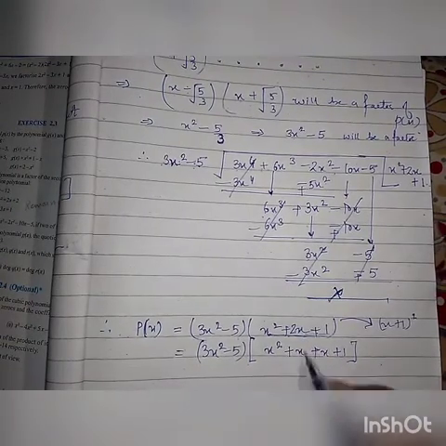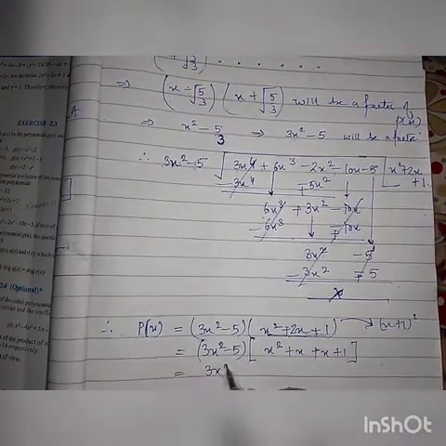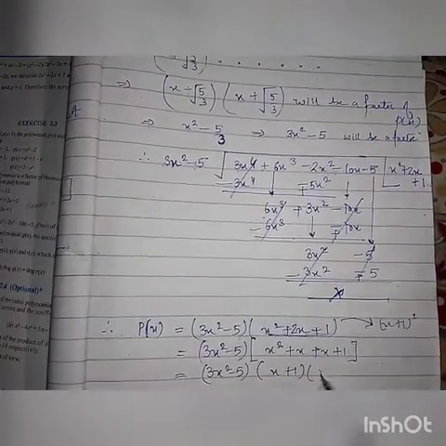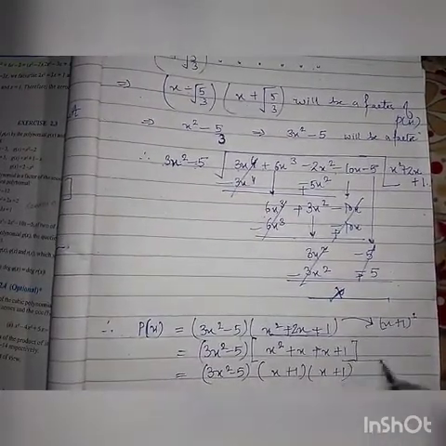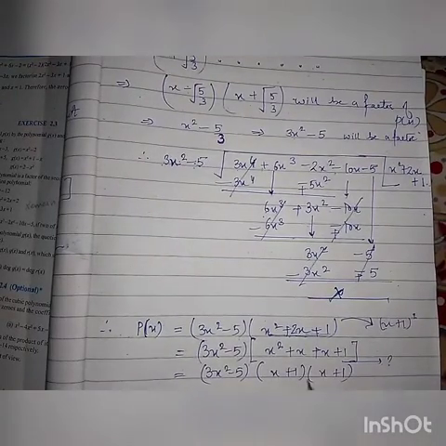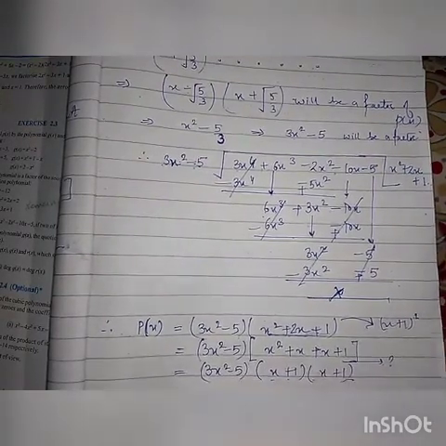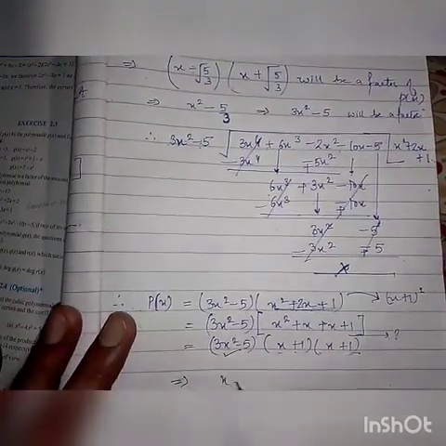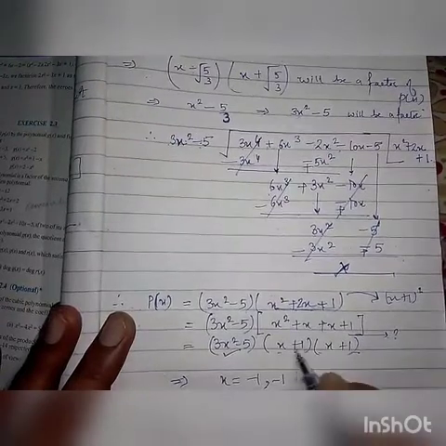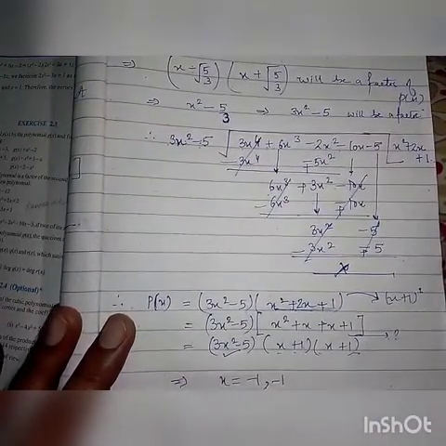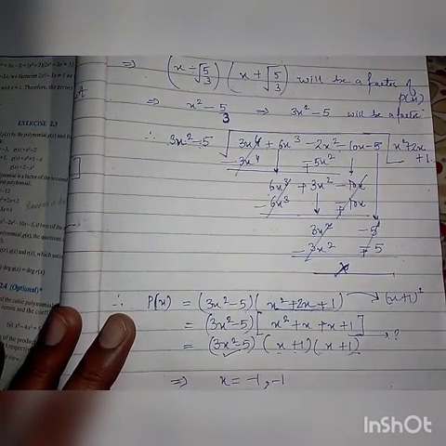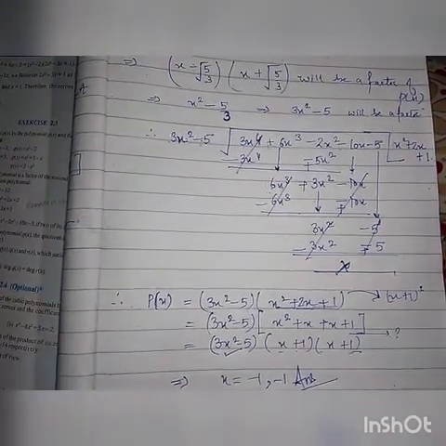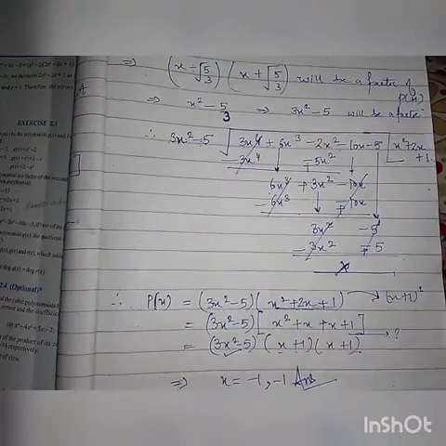So I have split it over here, 3x square minus 5, and in short I am writing x plus, I am just leaving one step here. Okay, you can do it yourself. X plus 1, x plus 1, it implies two of the zeros were already given and the other two zeros we have got here. X is equal to minus 1, x is equal to minus 1. Clear? So these are the other two zeros which we need from this question. I hope you have understood this question.